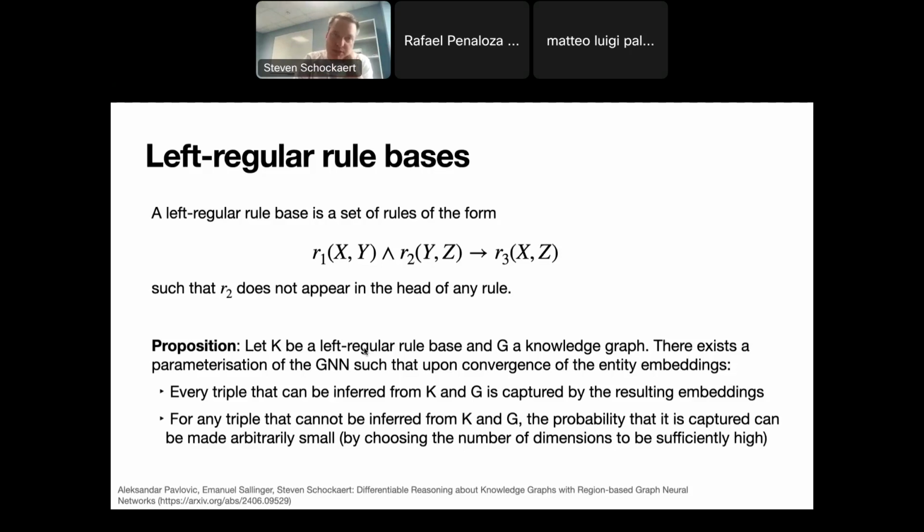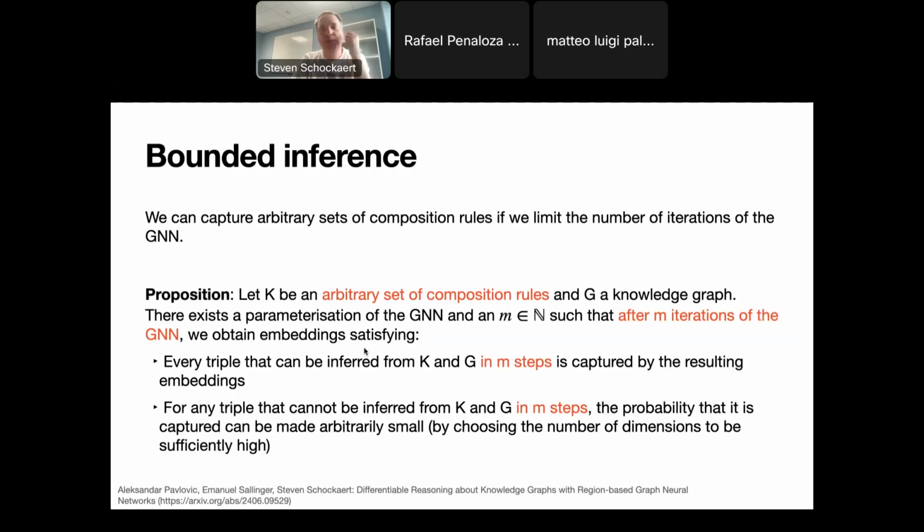So what about general composition rules? The main result here is that we can actually capture arbitrary composition rules as long as we limit the number of inference steps that we care about. And that's usually true in practice, right? If we have a GNN, we will fix the number of layers, right? We will only apply that GNN update a finite number of times. If you have a knowledge graph that we reason about, it will have a finite size, and so on. So in practice, maybe we mostly care about bounded inference.